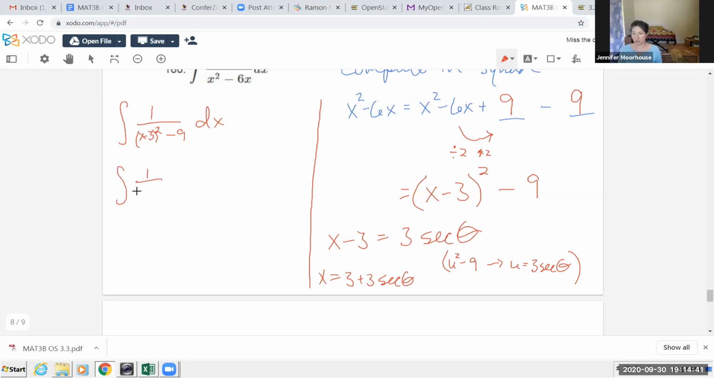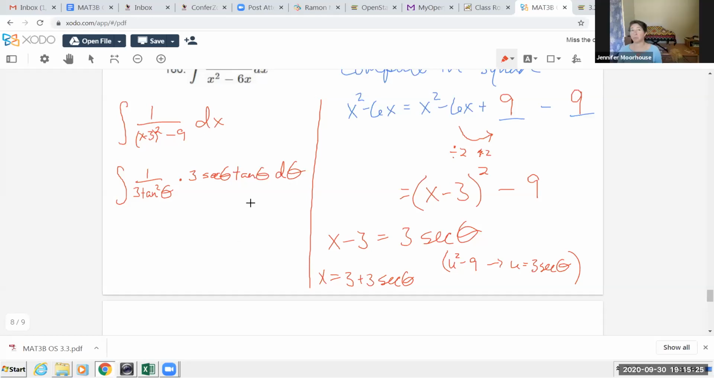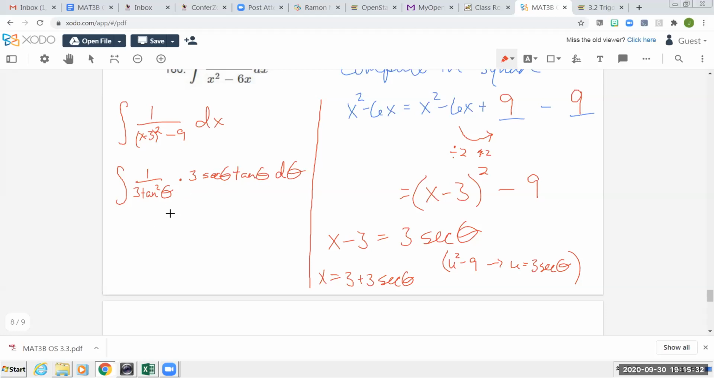So this is 1 over, x minus 3 is 3 secant theta, so it's 1 over 9 tangent squared, and dx becomes 3 secant theta tan theta d theta, and then you can cancel one of the tangents and rewrite that as secant over tangent, which I would probably just rewrite in terms of sines and cosines. So tangent is sine over cosine.